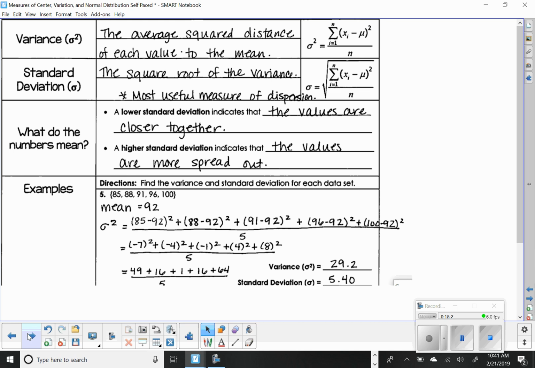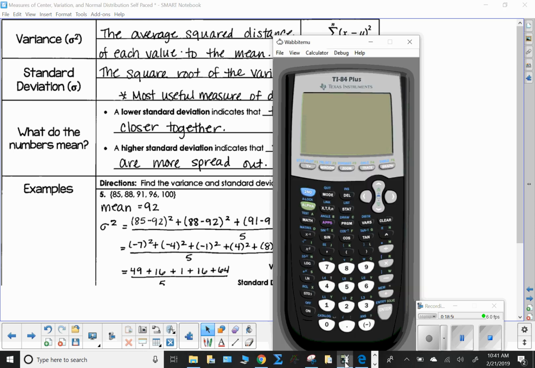What do the numbers mean? A lower standard deviation indicates that the values are all much closer together. A higher standard deviation indicates that the values are more spread out. So, if we look at this, find the variance and standard deviation of each data set. Well, variance is sigma squared, standard deviation is just sigma. Here's this crazy thing using these formulas. Why would we do that when we can simply use the calculator?